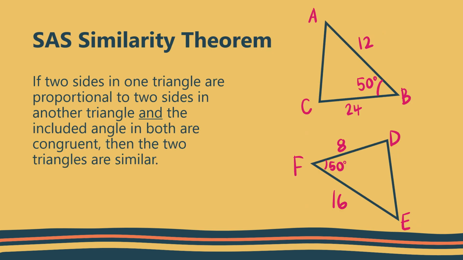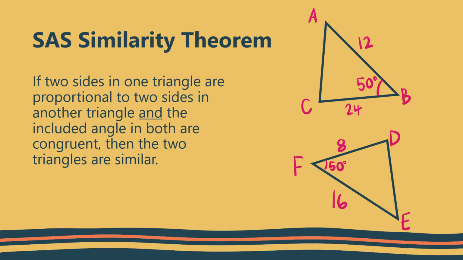The next method that we can use to determine if two triangles are similar is called the Side-Angle-Side Similarity Theorem. This theorem says if two sides in one triangle are proportional to two sides in another triangle, and the included angle in both are congruent, then the two triangles are similar.